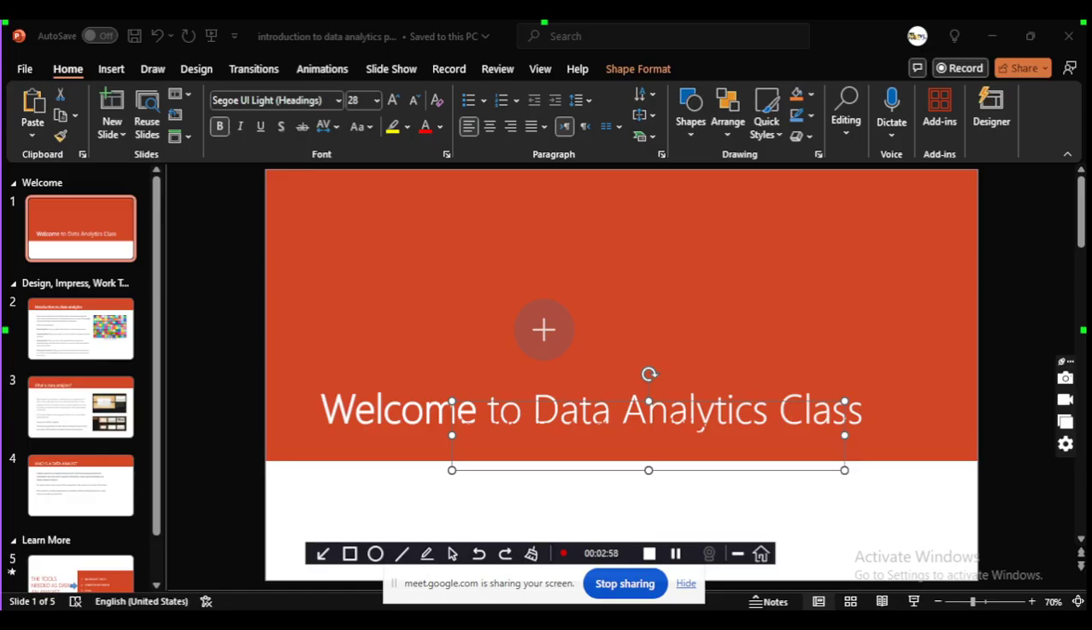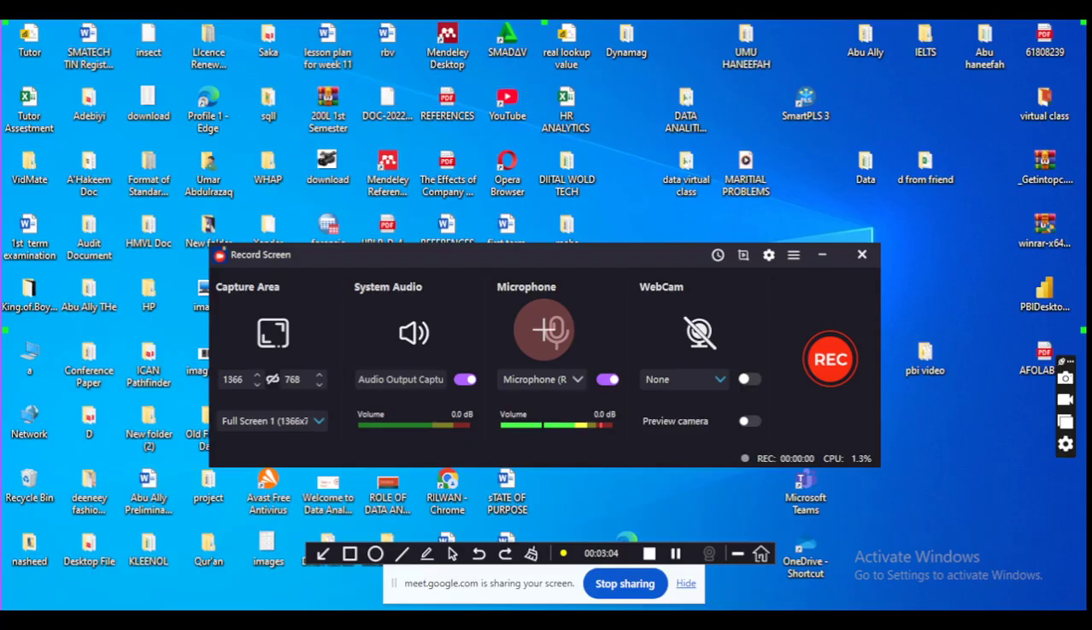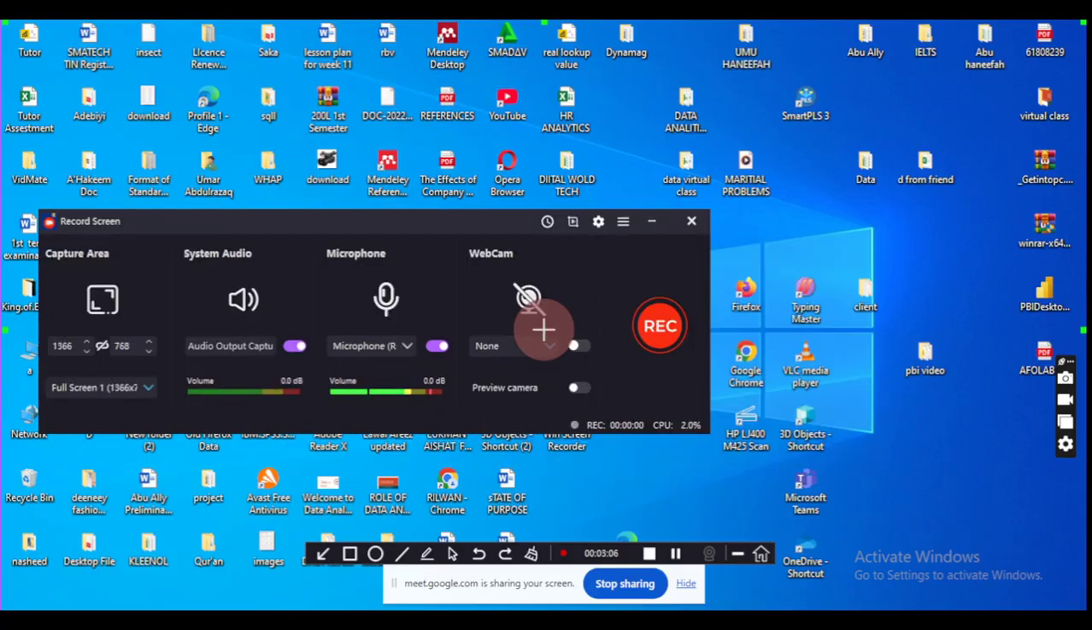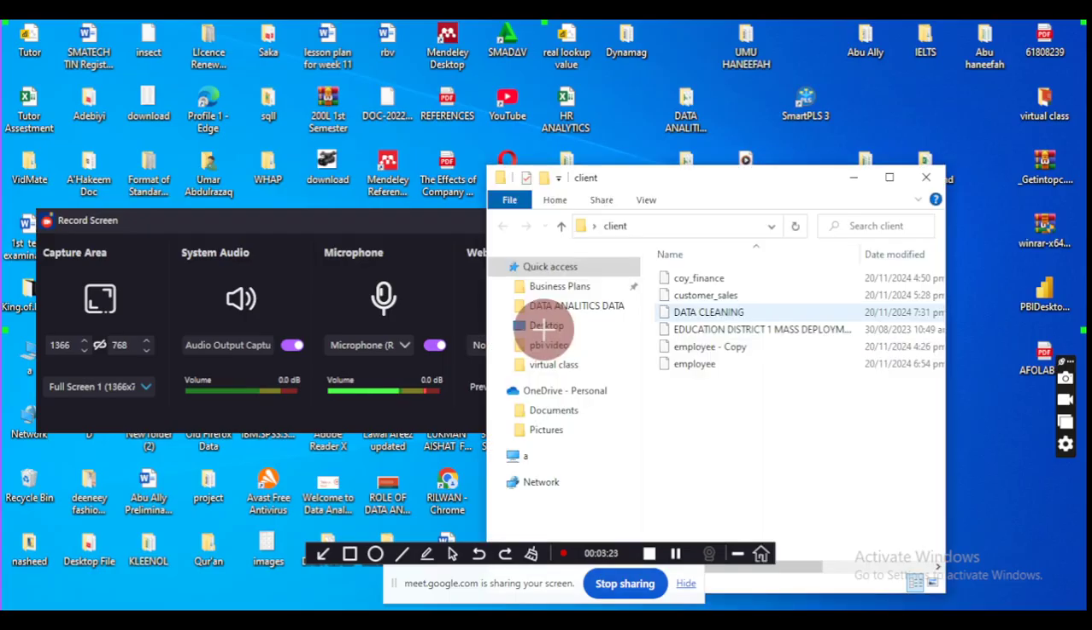For example, let me show you something so that you know the work of data analysis. It is unprocessed information, information that has not been processed. Now look at this. Let me just open up this file. You will see how it looks.